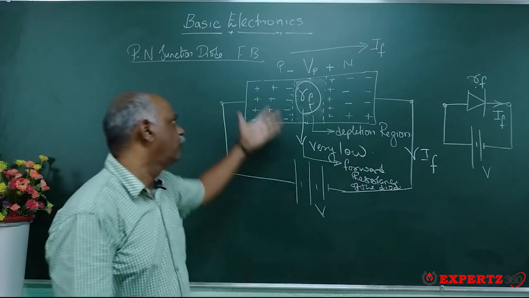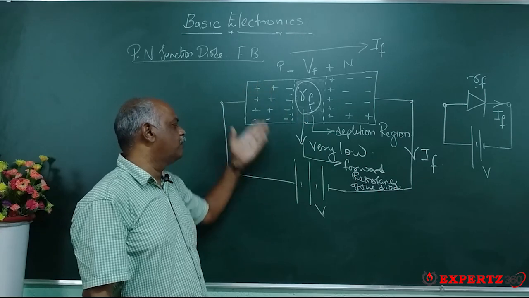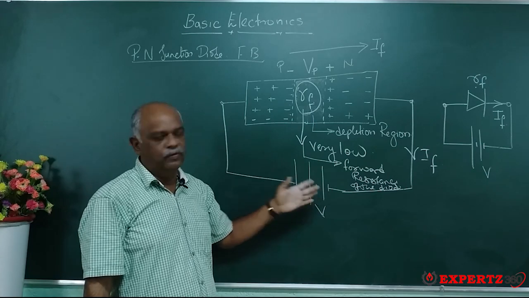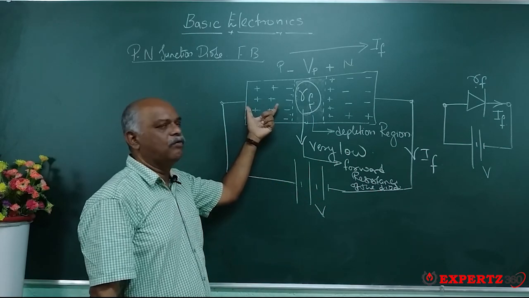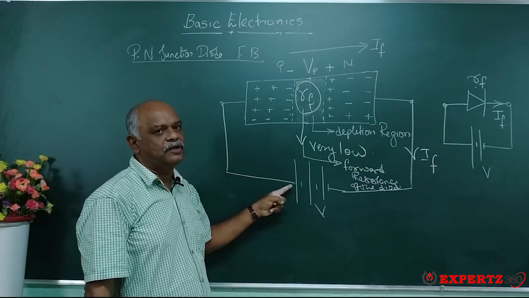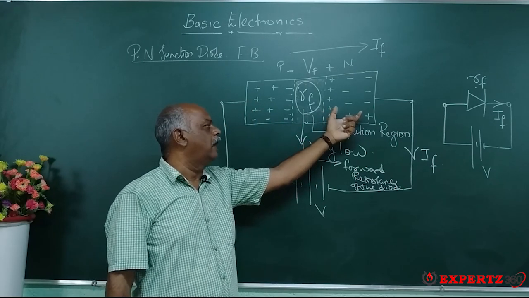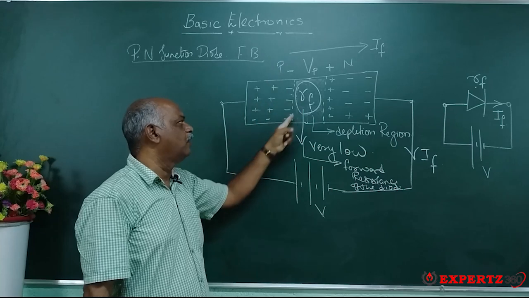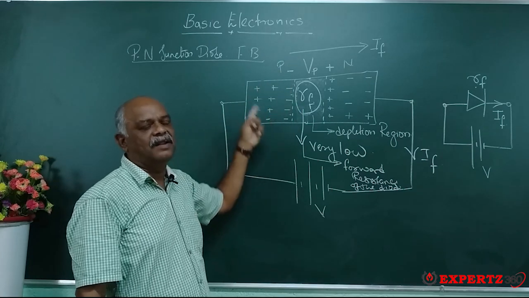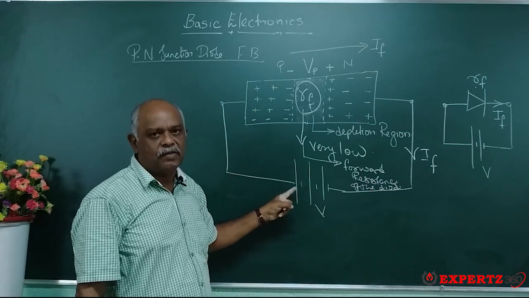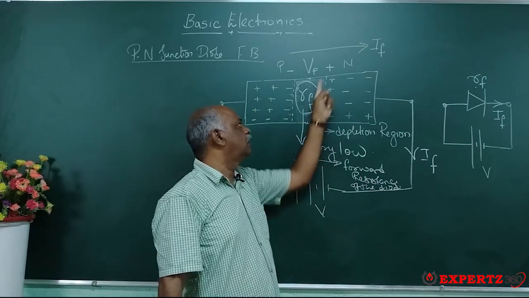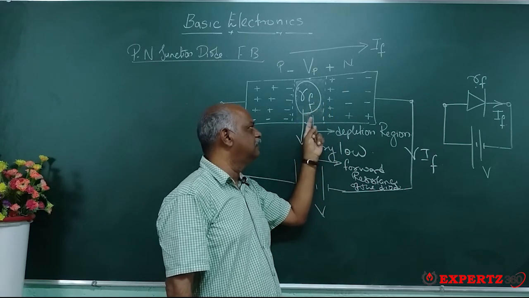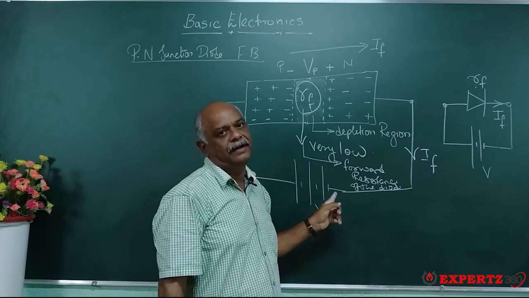I'll explain once more. The first thing you have to mention is the p-type material is connected to the positive terminal of the battery and the n-type material is connected to the negative terminal. Therefore, the majority carriers, the holes, are repelled by the positive terminal, and the majority carriers, the electrons, are repelled by the negative terminal. But the excess charge carriers, the electrons, in the p-type substrate near the junction are attracted by the positive terminal of the battery, and the excess charge carriers, the holes, in the n-type material near the junction are attracted by the negative terminal of the battery.